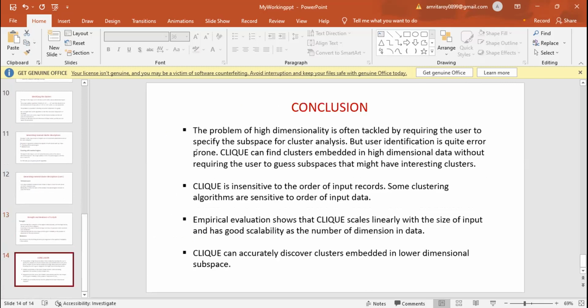So now in conclusion, we can say the problem of high dimensionality is often tackled by requiring the user to specify the subspace for cluster analysis. But user identification is quite error prone. CLIQUE can find clusters embedded in high-dimensional data without requiring the user to guess subspaces that might have interesting clusters. CLIQUE is insensitive to the order of input records. Some clustering algorithms are sensitive to the order of input data. Empirical evaluation shows that CLIQUE scales linearly with the size of input and has good scalability as the number of dimensions in data increases. CLIQUE can accurately discover clusters embedded in lower-dimensional subspaces.